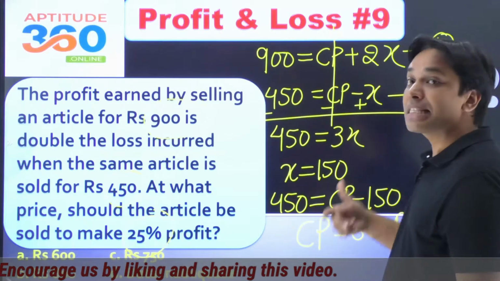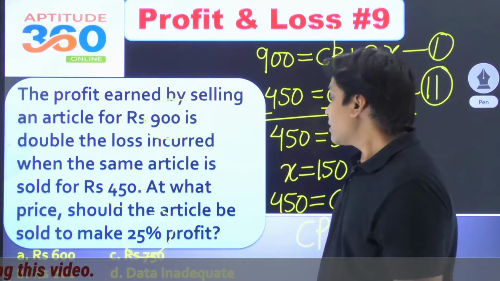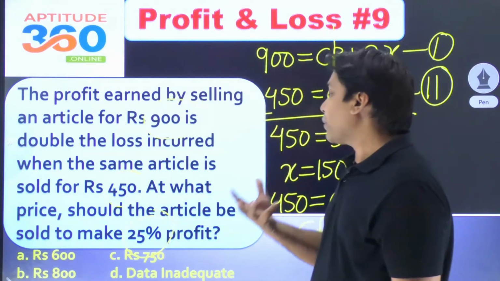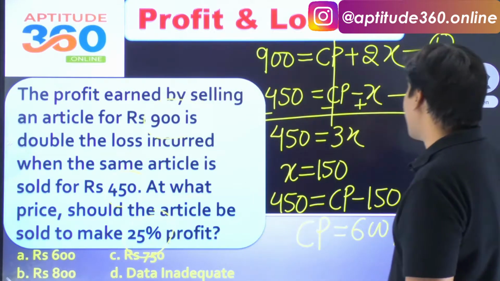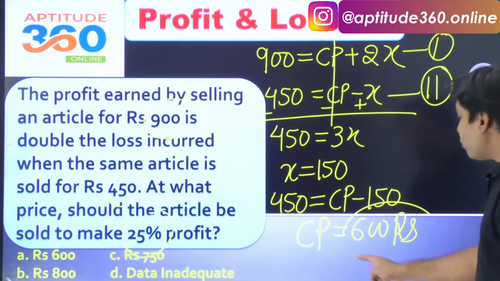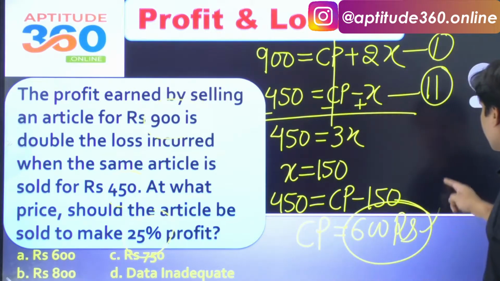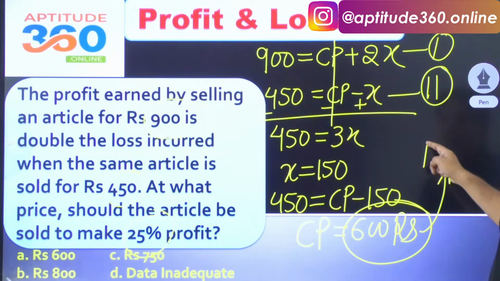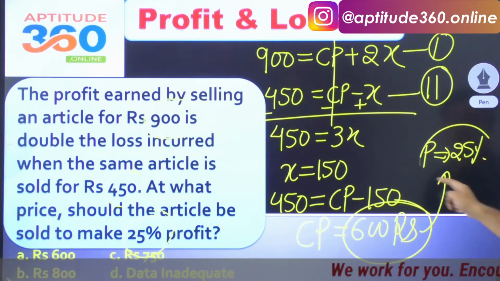450 plus 150. So now I know what is my cost price of the article. The situation says: at what price should the article be sold to make 25% profit? Now you understand that profit is always calculated on the cost price. Now how much is the profit? The profit is 25%.